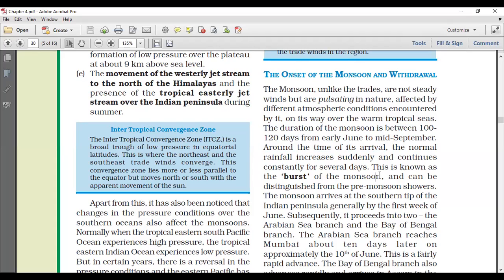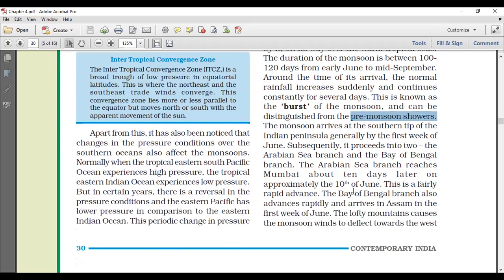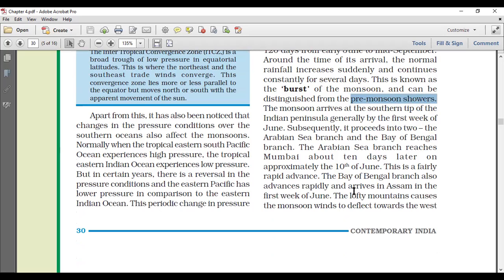The normal rainfall suddenly increases around the time of its arrival and it continues regularly for several days. This is called the burst of the monsoon. They are distinguished from the pre-monsoon showers because of their increase in rainfall amount and regularity. The monsoon arrives at the southern tip of the Indian Peninsula generally by the first week of June.